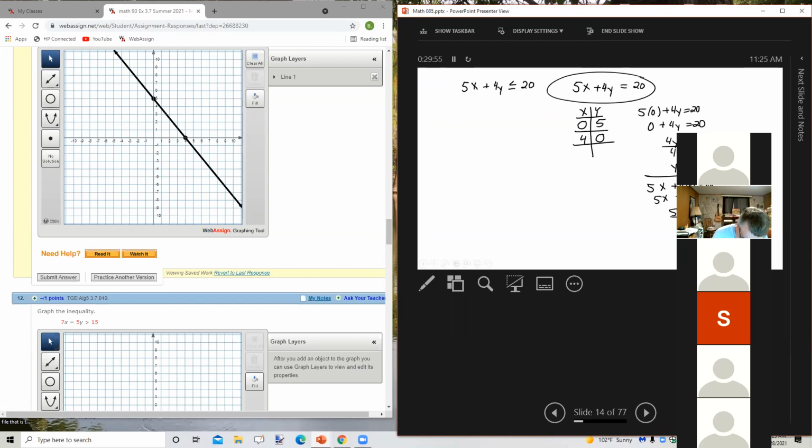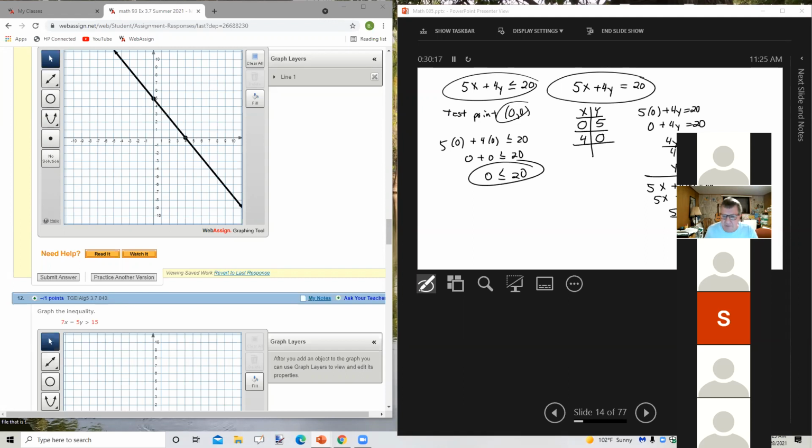Test point (0, 0). So I'm going to plug that in here. 5 times 0 plus 4 times 0 less than or equal to 20. 0 plus 0 less than or equal to 20. 0 less than or equal to 20. What about that? Is that true? Is 0 less than or equal to 20?